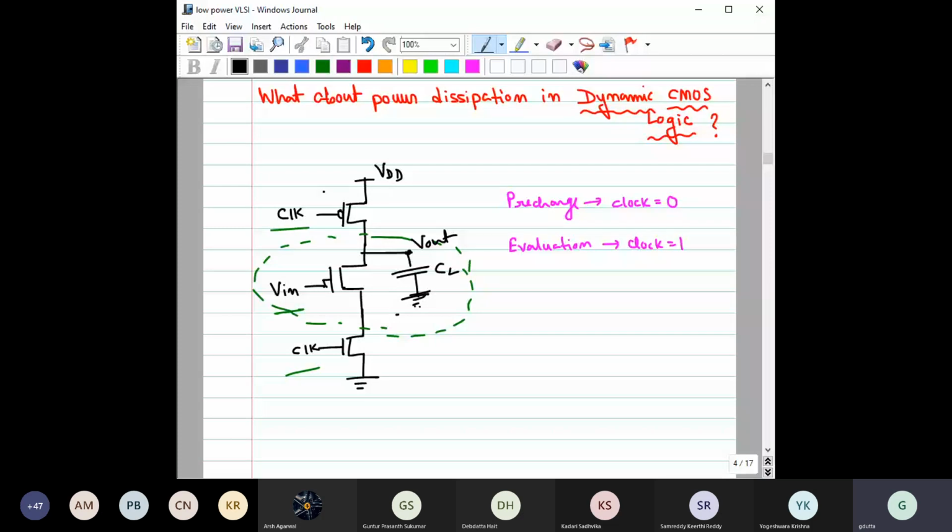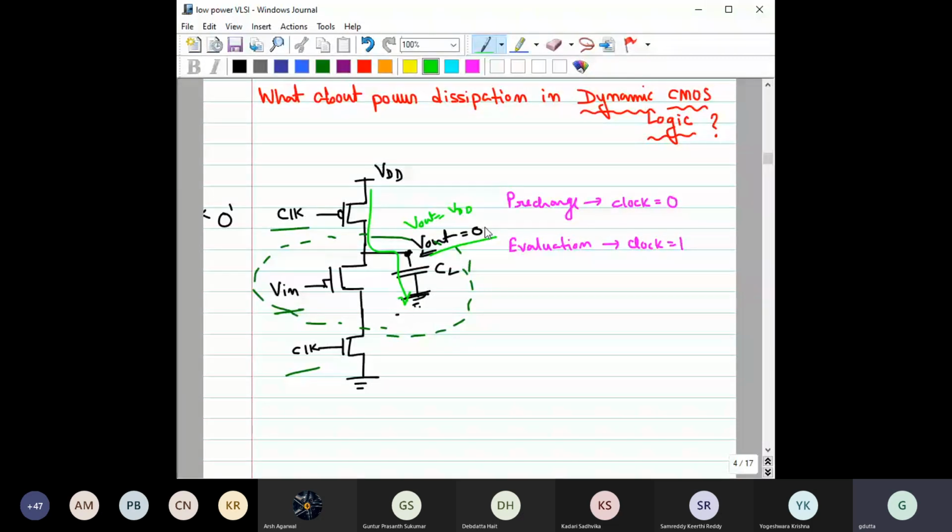Okay. Now consider this clock equal to 0, and say this V out equal to 0. Then there will be a charging, right? Very good. But say in a previous state the output was equal to VDD. Will there be any charging? No, right? So that means if now the output is equal to 0, then in the next stage there will be power dissipation, right?